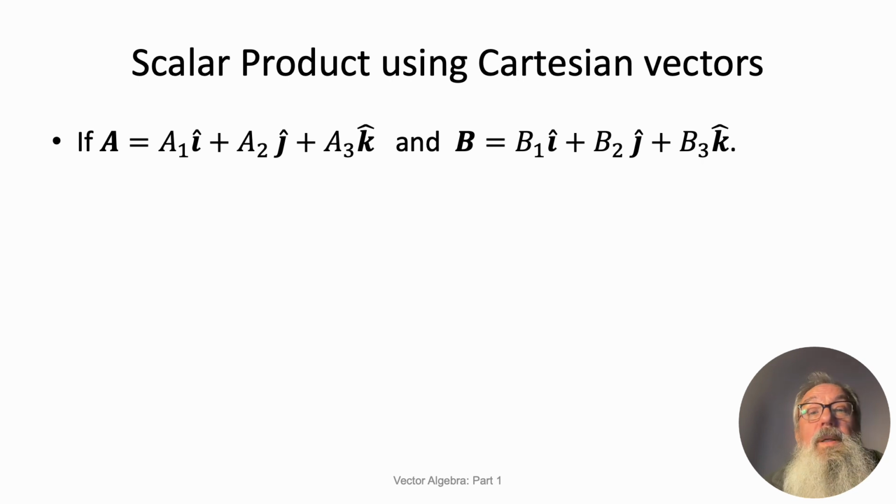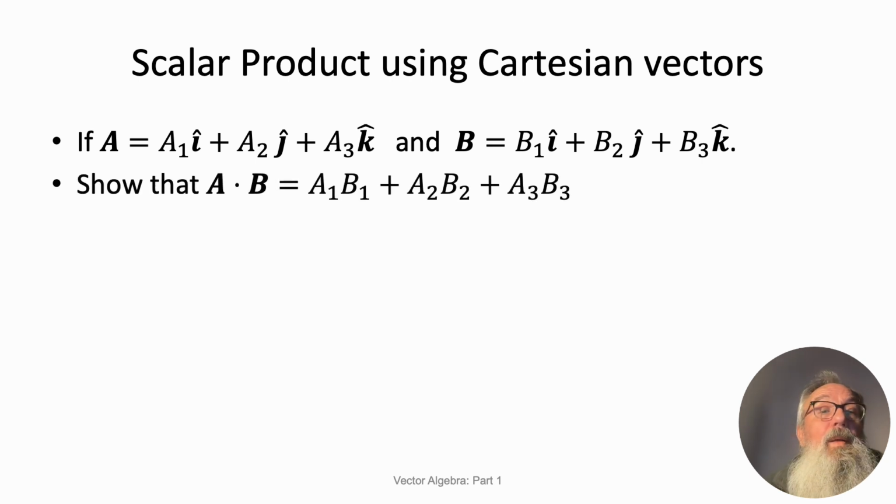Scalar product using Cartesian vectors. So we've written a vector out, A, with the components of A. I've used capitals this time, multiplied by the three unit vectors, and B, similarly, components, capital B and components there. We want to show that A dot B is equal to the three components multiplied and summed.